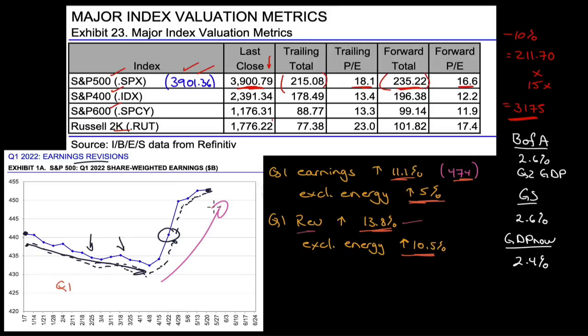So I said, okay, let's just take a number at random here. Let's say that earnings revisions come in and drop the forward earnings 10%. So instead of 235.22, it's going to be 211.70. It's even going to be below the trailing 4 quarters. Let's put it down to 211. And let's put a multiple of 15 on the index instead of 16.6. You get to 3175 on the index, if you believe the 10% down.